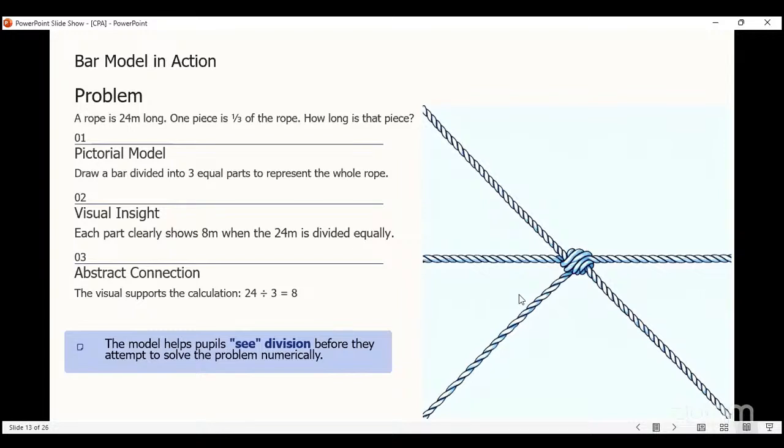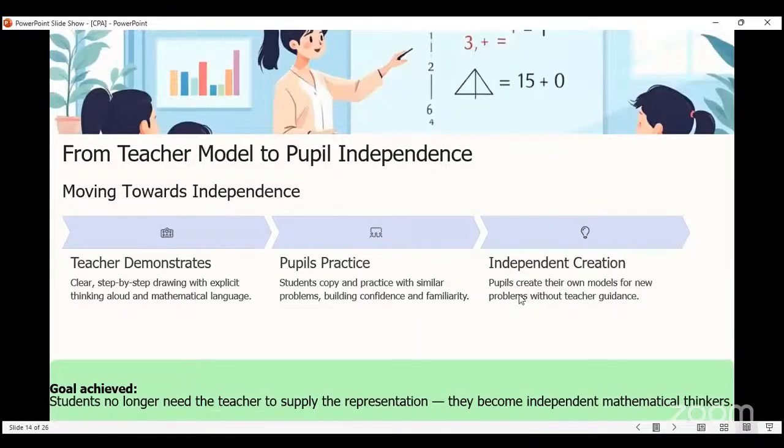Then the abstract connection. The visual supports the calculation, 24 divided by 3 equals 8. The model helps people see division before they attempt to solve the problem numerically. From teacher model to student independence.